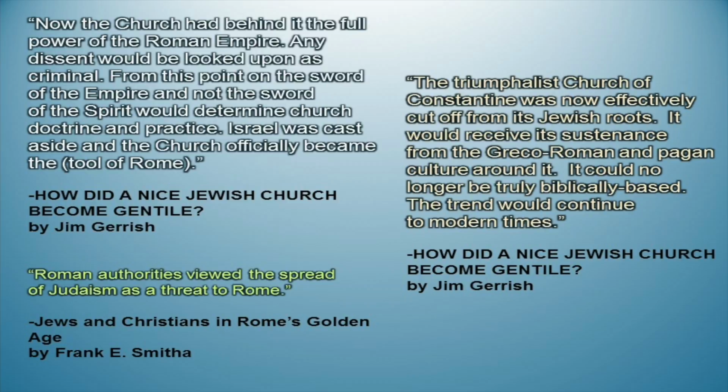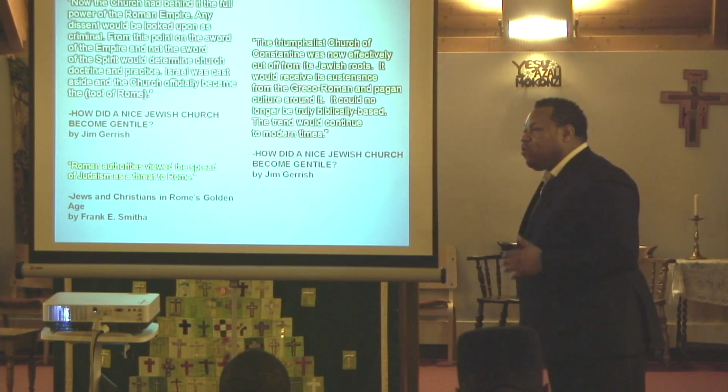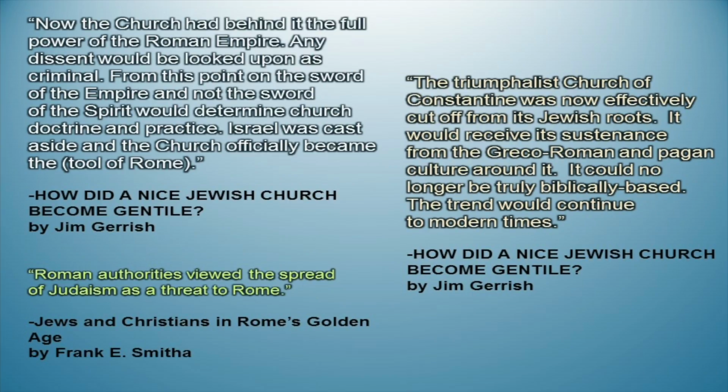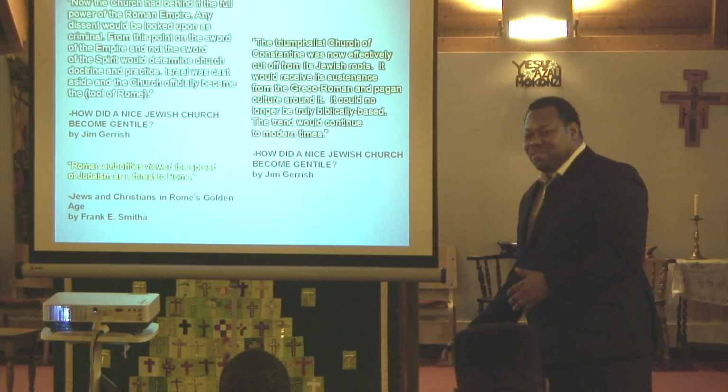The triumphalist church of Constantine was now effectively cut off from its Jewish roots. It would receive its sustenance from Greco-Roman and pagan culture around it. It could no longer be truly biblically based. The trend would continue to modern times.